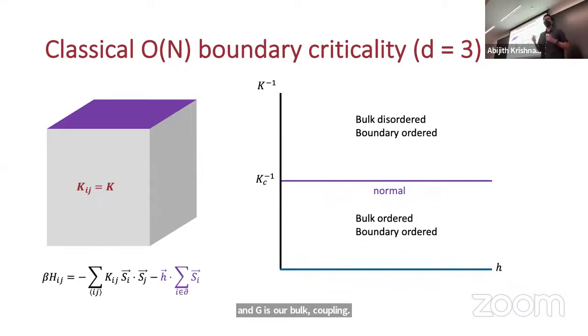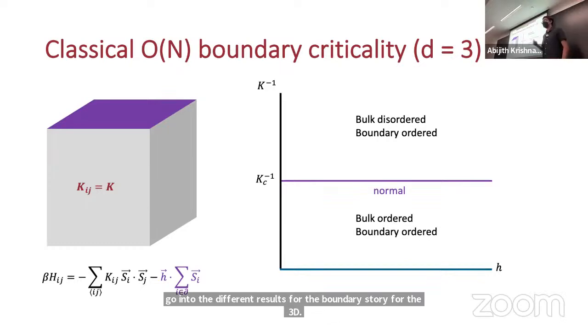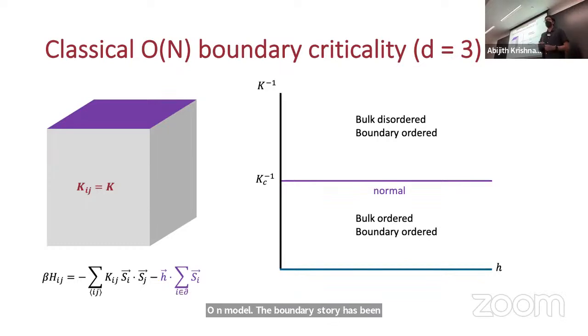So now that I've talked about the general setup, let me go into the different results for the boundary story for the 3D O(n) model. The boundary story has been studied in the past few years, and a lot has been discovered about the phase diagram for the 3D O(n) model with the boundary. So the first perturbation we could add to the boundary is applying a magnetic field to the boundary.